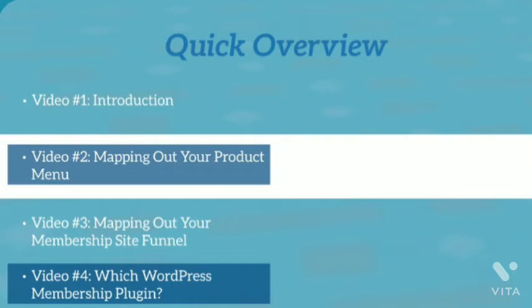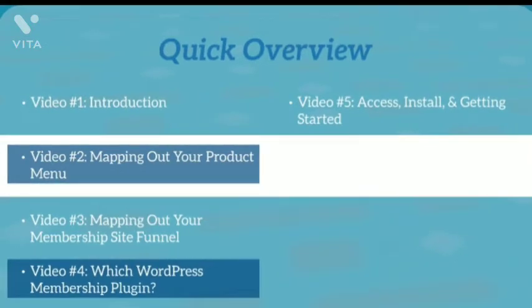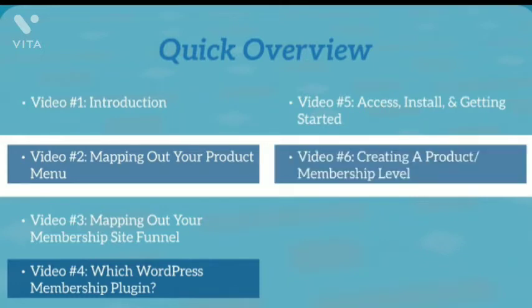At video 4, we're going to discuss different WordPress membership plugins that are available to you. I'll show you the ones that we have looked at, the ones we have tested, and the ones that we have found to be really user-friendly and make things look good. Video number 5, we're going to talk about accessing, installing, customizing it and getting started. Video number 6, we're going to talk about creating a product and creating a membership site level, because that's crucial, and that's the structure or skeleton, if you can think of it that way, of your site.